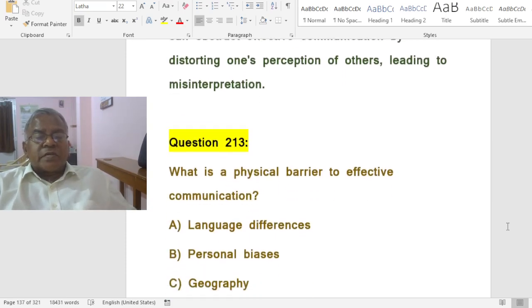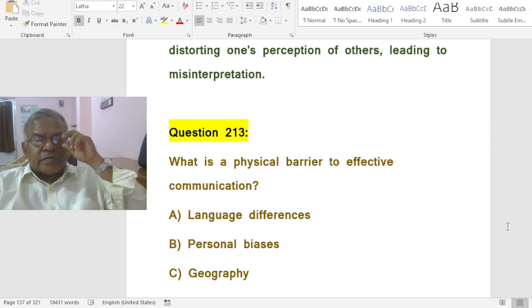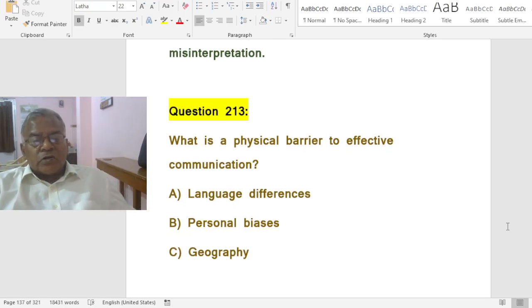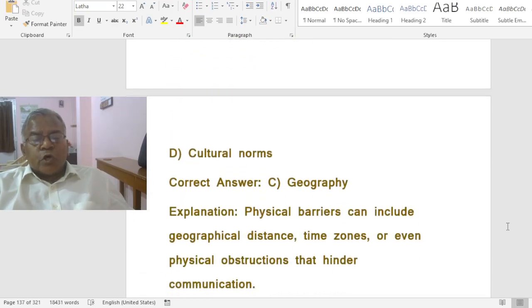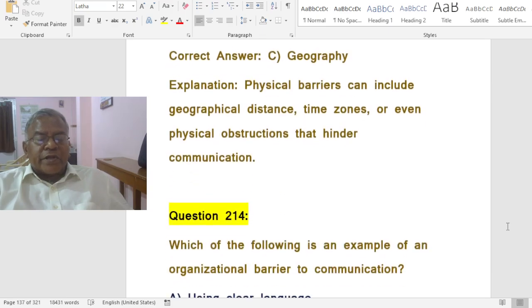What is a physical barrier to effective communication? That is geography. Physical barriers can include geographical distance, time zones, or even physical obstructions that hinder communication.